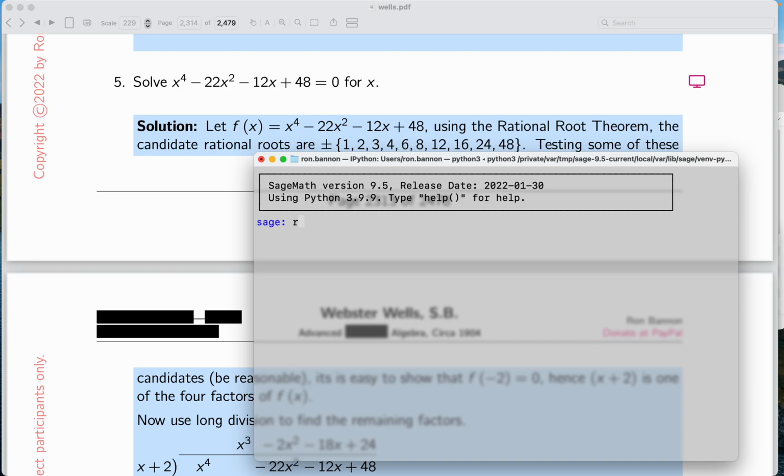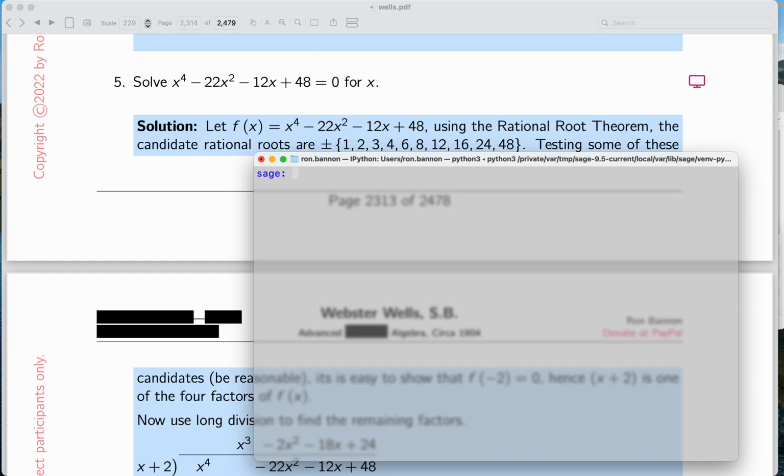But let me reset. I'm going to get a clean slate, at least a clean slate as far as the picture goes. And I'm going to reset, which gives me internally a clean slate, like purging the system. I'm going to say x is a variable, and I'll type that in. And then I'm going to define a function, f of x, and looking at problem number 5, that function is x to the 4th power minus 22 star x squared minus 12 star x plus 48.